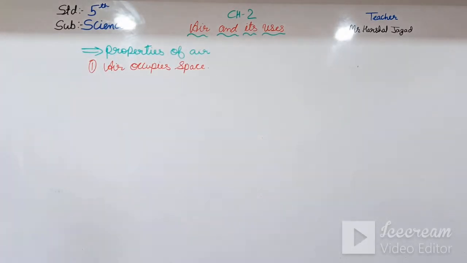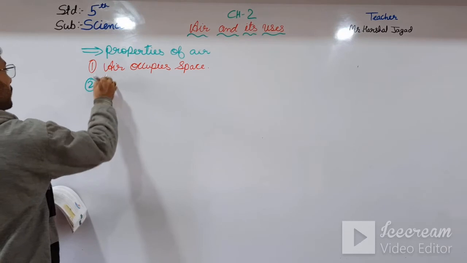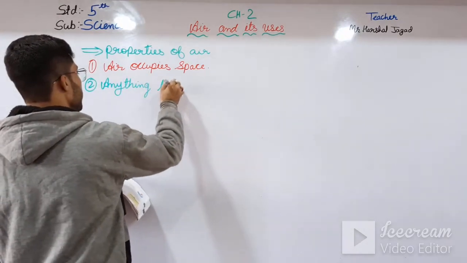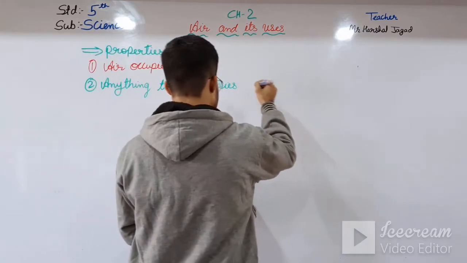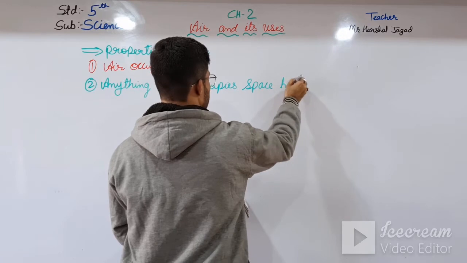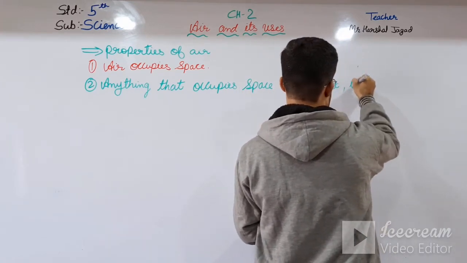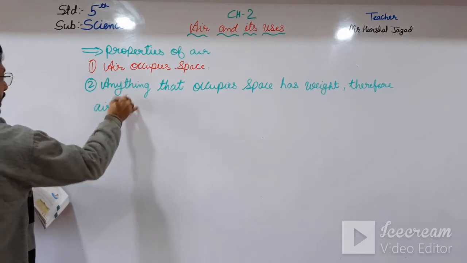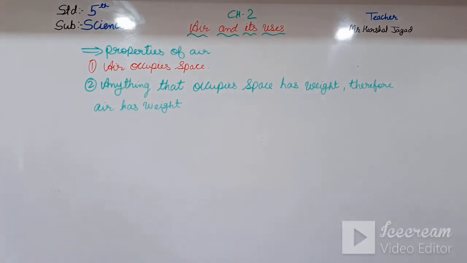And the other property is that anything that occupies space has weight, therefore air has weight. Here, our next point is: anything that occupies space has weight. Therefore, air has weight. Okay, air has weight.